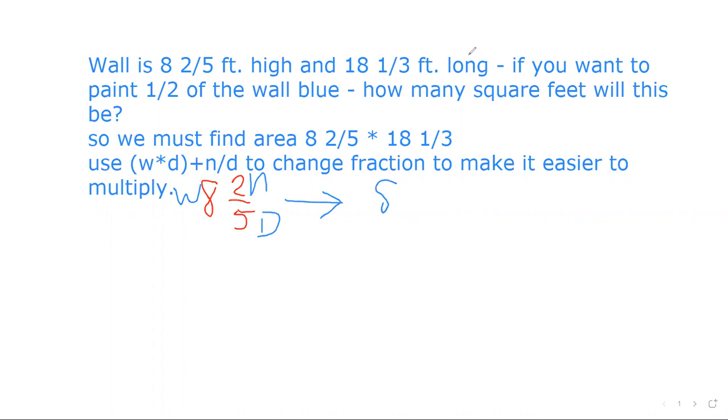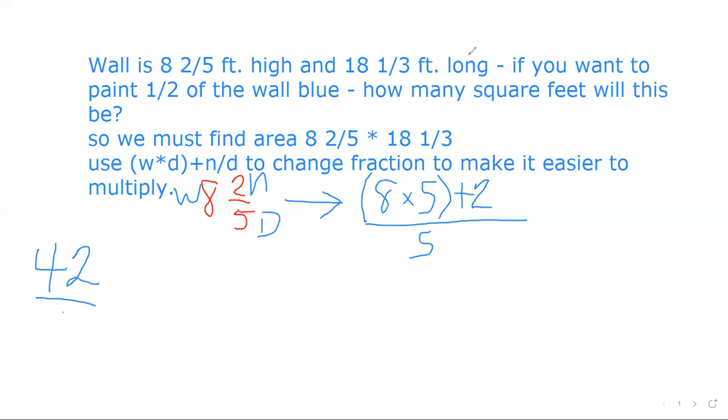So what I'm going to do is I'm going to have my whole number times the 5. I'm going to multiply that plus 2 over 5. And we're going to do what is in parentheses first, which is the 8 times 5, which is 40. And 40 plus 2, obviously, is 42. So we have 42 over 5.